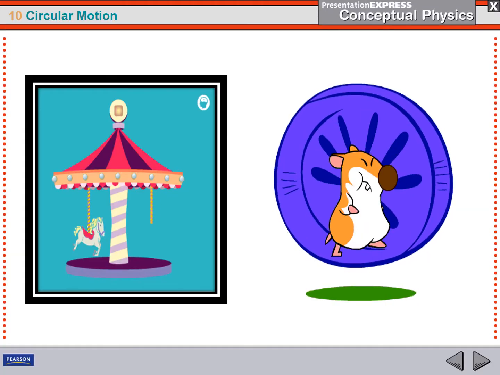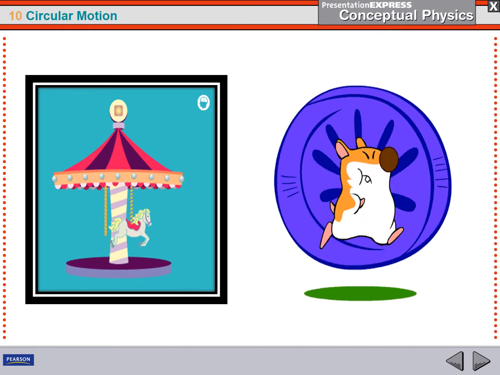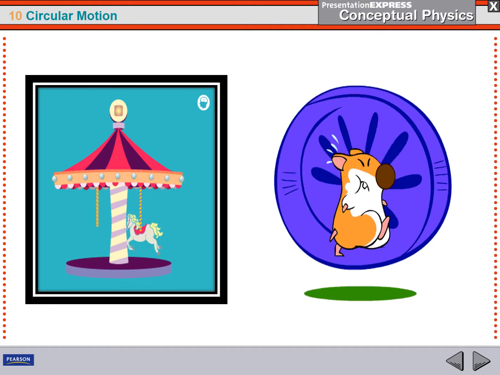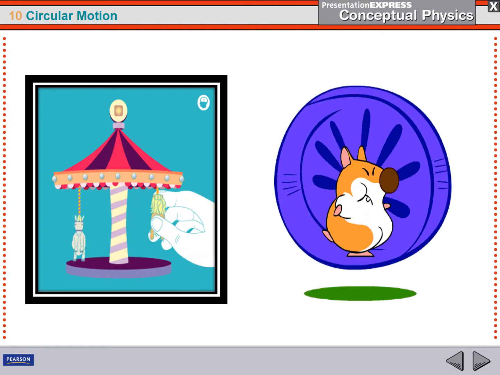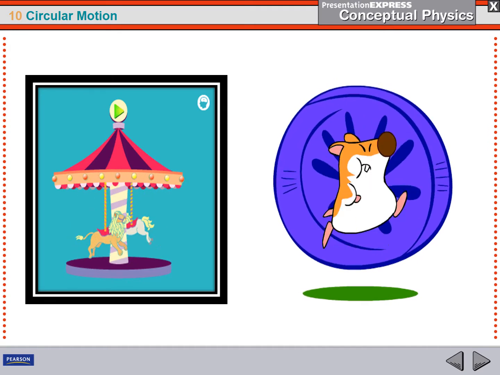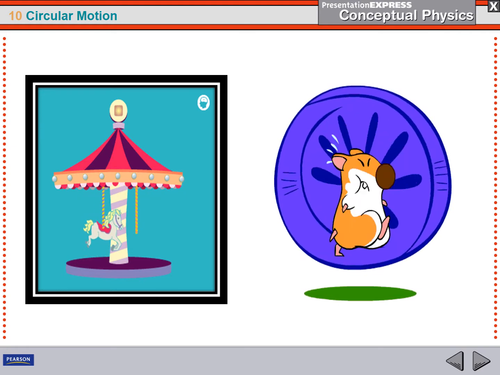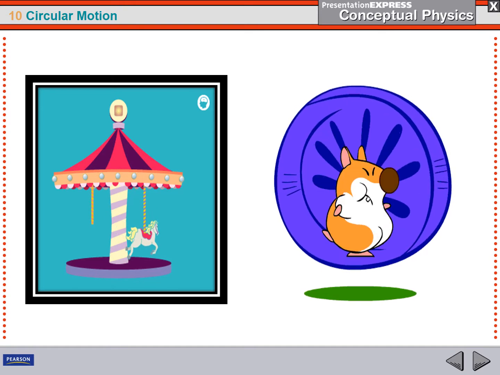Look at the pictures on your screen. Which moves faster? A horse near the outside rail or the near inside rail? While a hamster rotates its cage about an axis, does the hamster rotate or does it revolve about the same axis? These questions indicate the flavor of our new topic.